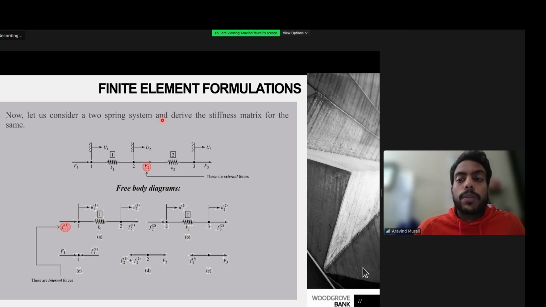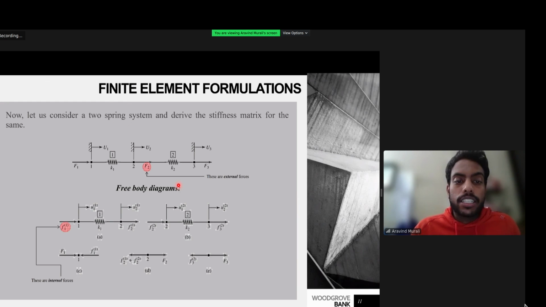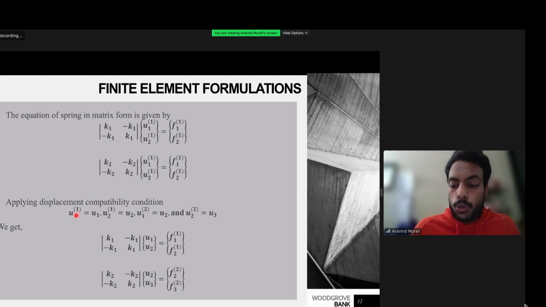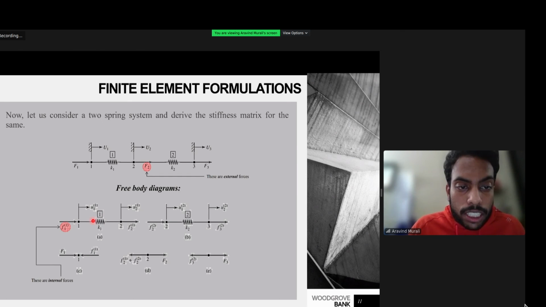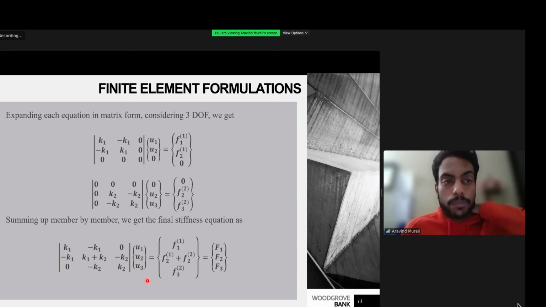The equation of the spring in matrix form is given by the first two equations, which are determined based on the free body diagram of the individual spring under consideration. By applying the compatibility condition, like u1 of 1 is equal to u1, the displacement at the first node is equal to the displacement of spring 1. In the same way, the displacement of the second point due to the deflection of spring 1 is equal to u2. So these conditions are applied to the above matrix, and we get the last two equations of the spring.